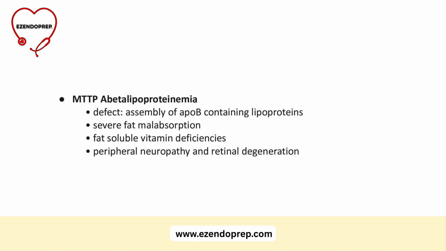Let's start with abetalipoproteinemia. The problem here is with the MTTP gene. It encodes the microsomal triglyceride transfer protein, which is essential for attaching triglycerides during lipoprotein assembly. These patients have severe fat malabsorption, fat-soluble vitamin deficiencies, acanthocytosis on peripheral smear, spinocerebellar ataxia, peripheral neuropathy, and retinal degeneration.